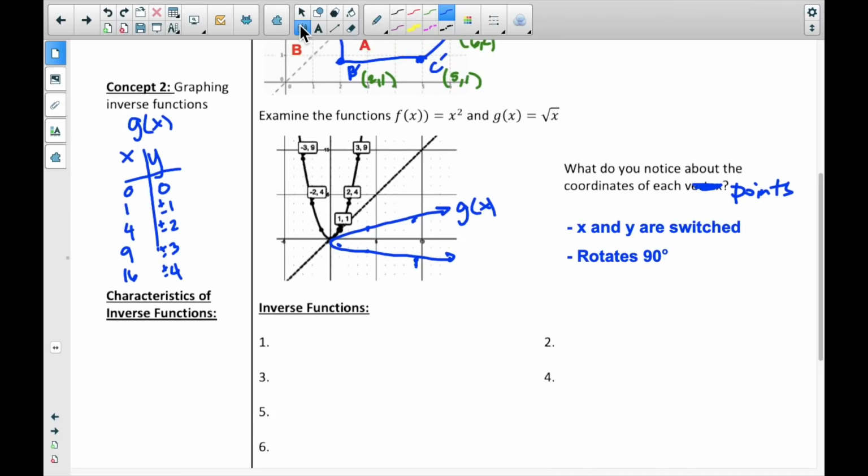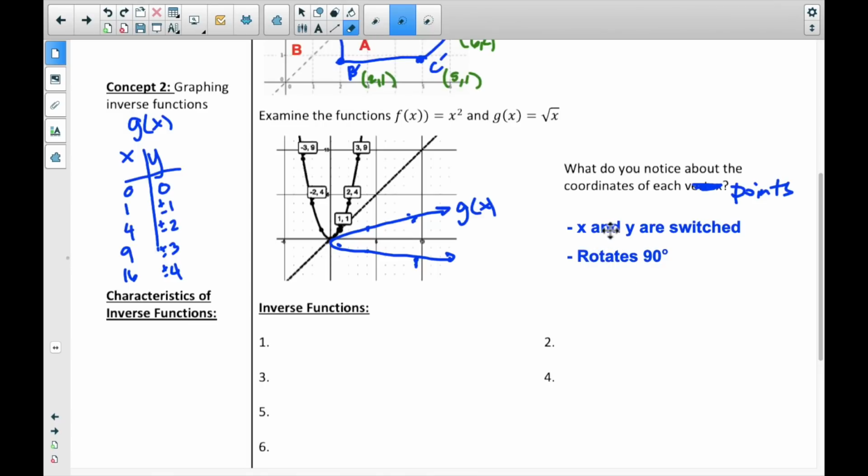All right, once again, you should have those same 2 things. The x and the y are switched again, and it does rotate 90 degrees. For example, this point here is (9, 3). We can look at our table, it is (9, 3). And this point over here was (3, 9). We also have a (-9, -3), and here we have a (-3, 9). So all of the x and y values are switched. And then as we look at it visually, we can see that it does rotate 90 degrees.